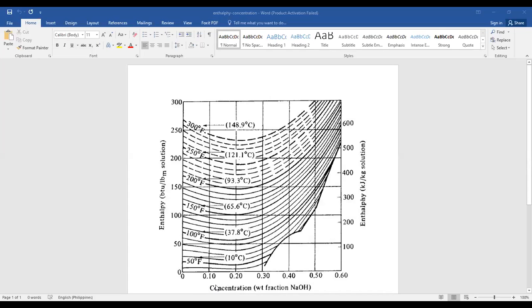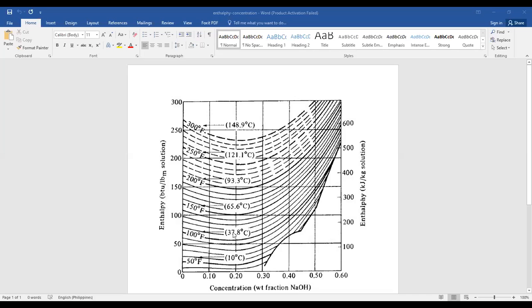So in that case, here in the problem, we have 25% weight fraction NaOH. So this is the 25%. That's where my cursor is right now, 0.25. Now the feed is at 60 degrees Celsius. Now if you go up, this is the 65. This is the 38. 1, 2, 3, 4. So this is the 65. So then the 60 must be somewhere below this one.